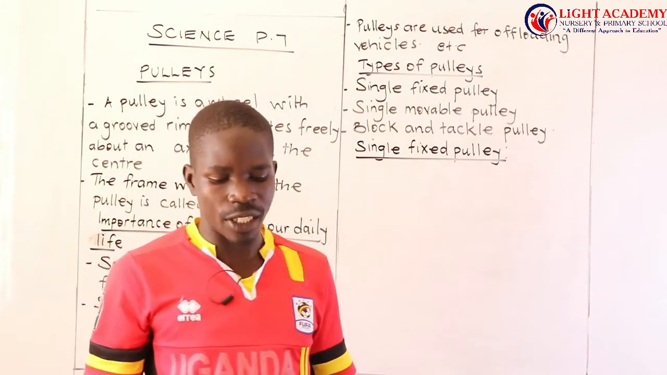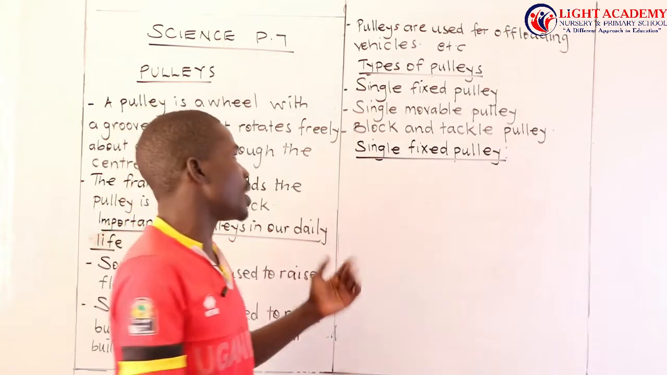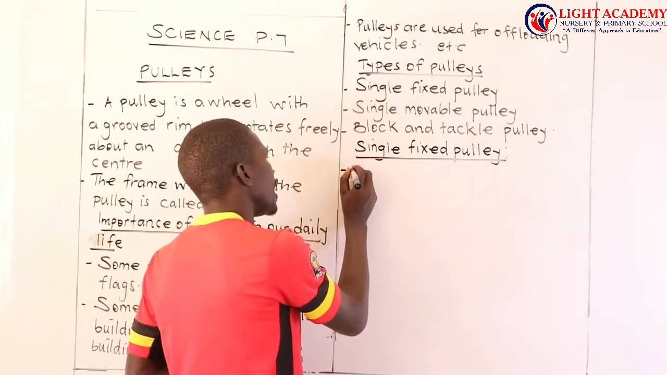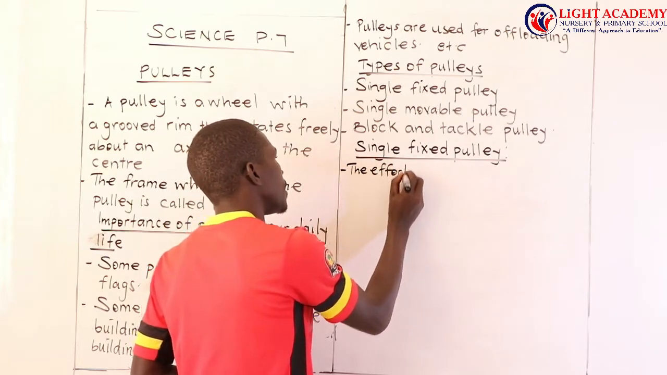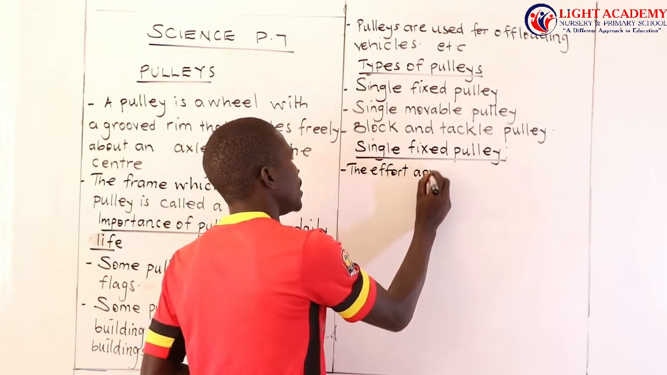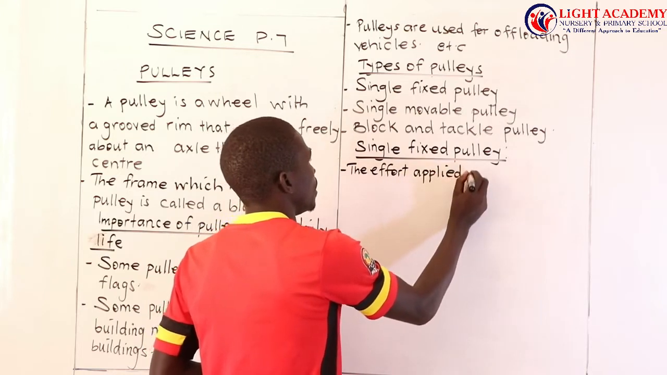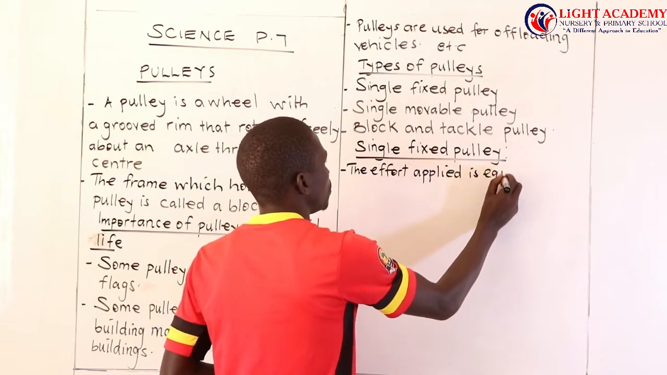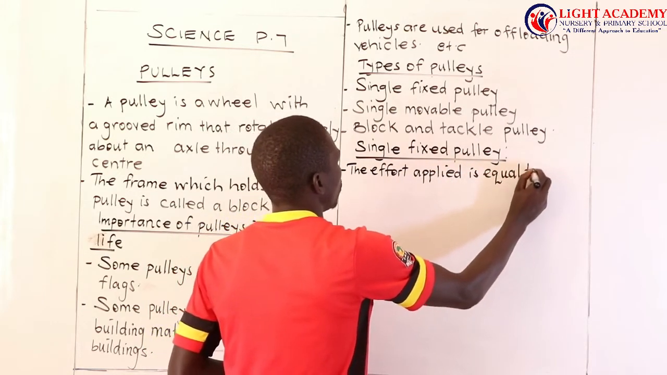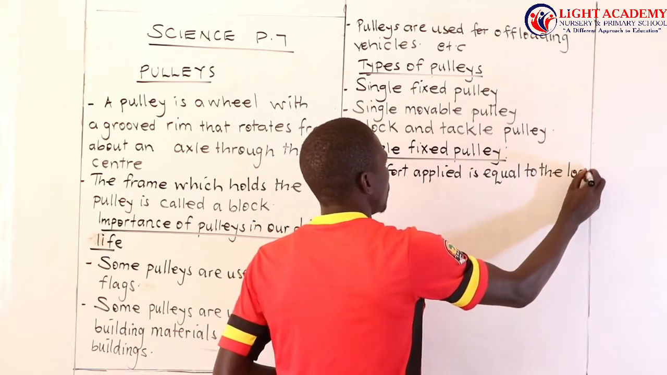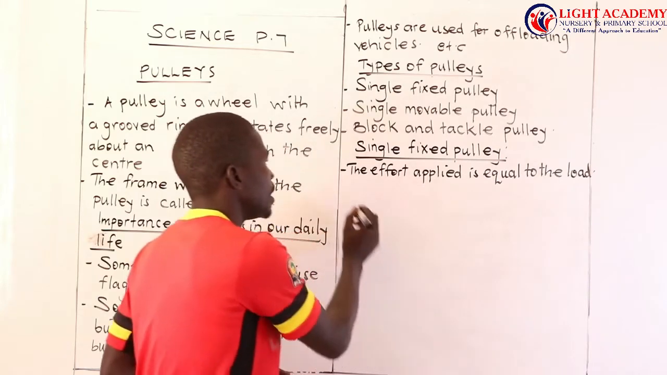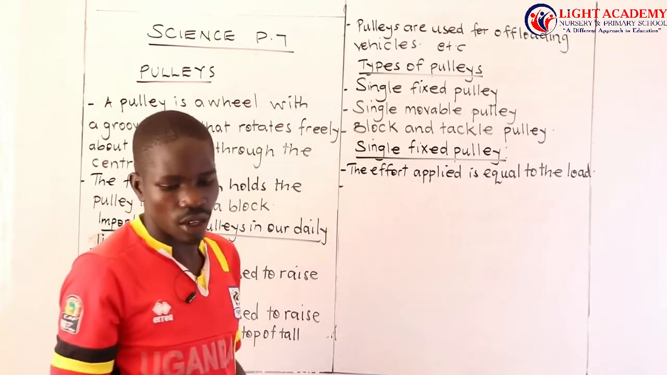We say that the effort applied is equal to the load. On a single fixed pulley, the effort applied is equal to the load.